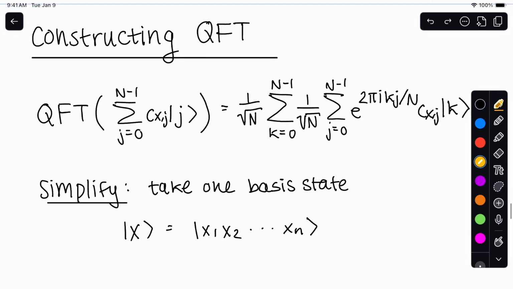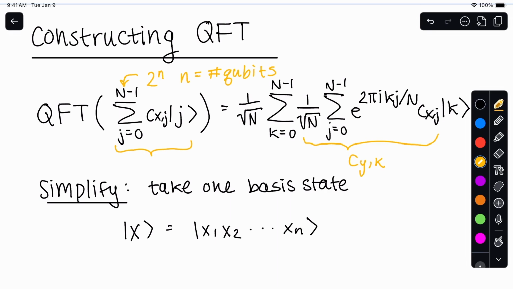gates that does it? So just to reiterate again, this is the action of the quantum Fourier transform. And this capital N here is 2 to the n, where n is the number of qubits. And this here is just some arbitrary state because we have some linear combination of all the basis states. The basis states being the bit strings of length n. And then here I can just literally plug in what c_k would be.